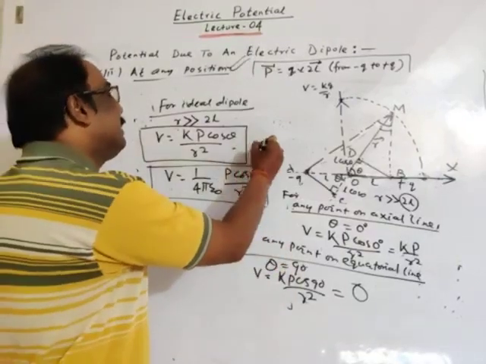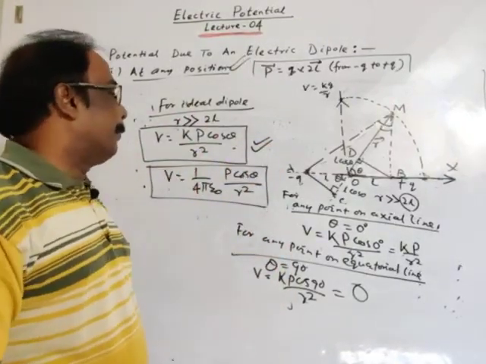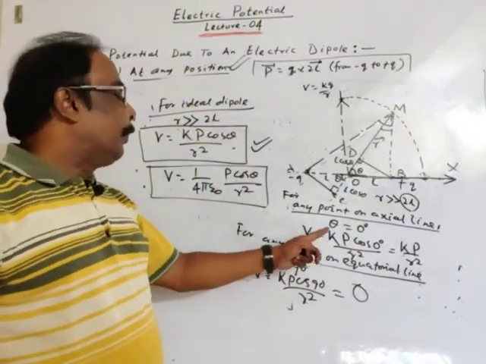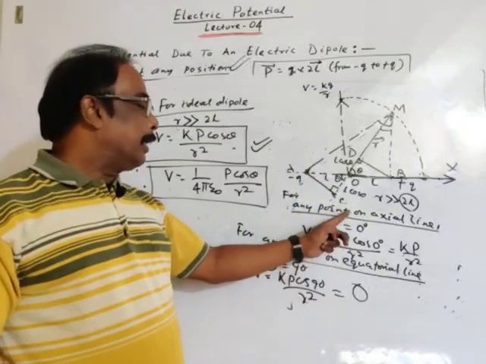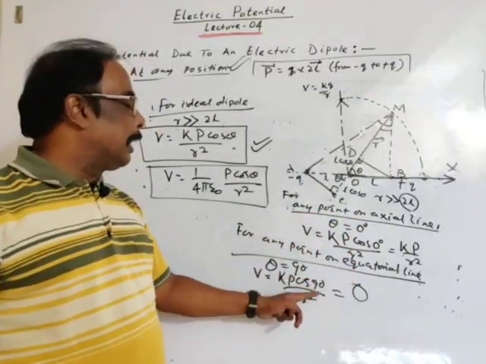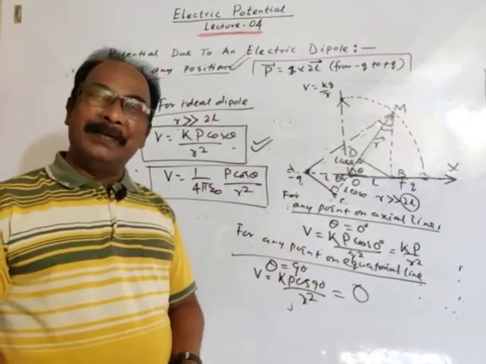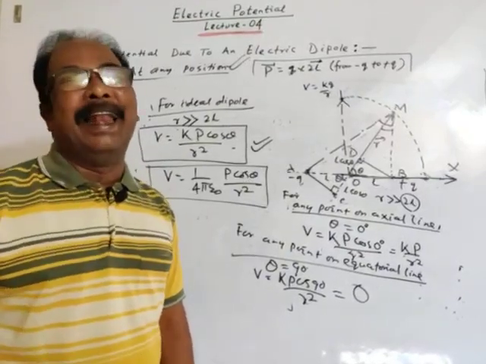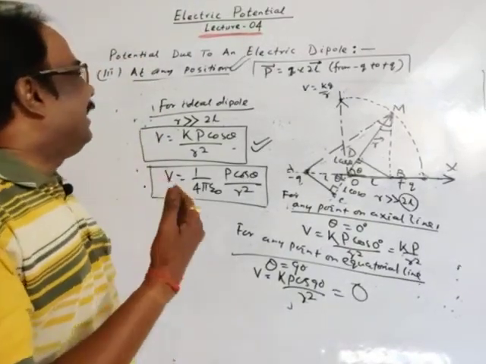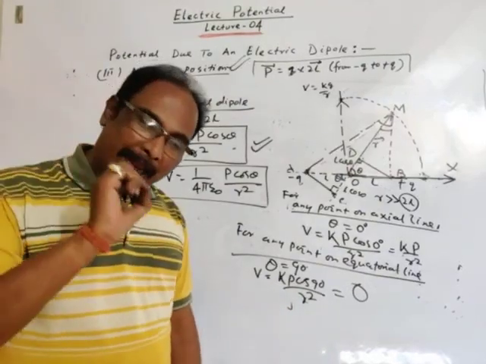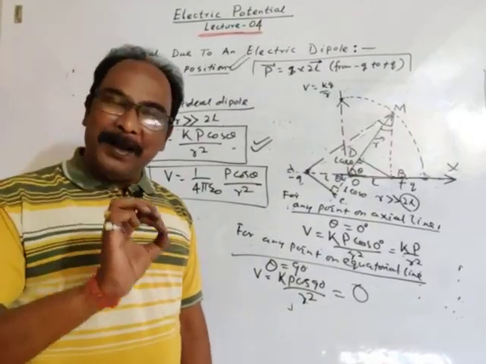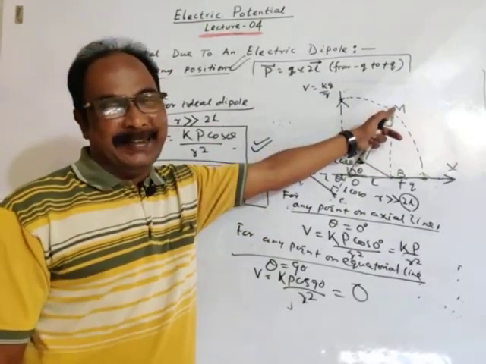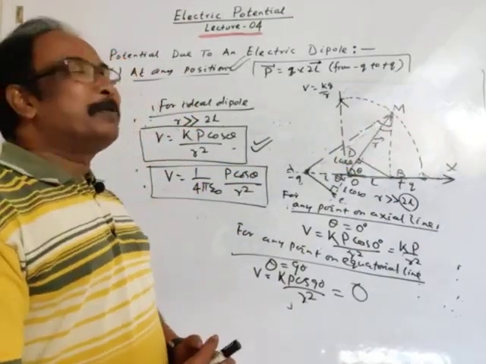So from the general expression for an ideal electric dipole, the potential at any point, we can find the potential at any point on the axial line and at any point on the equatorial line. This is all about electric potential due to an electric dipole at any point on the axial line, at any point on the equatorial line, and also at any general point. This is the end of lecture 4.